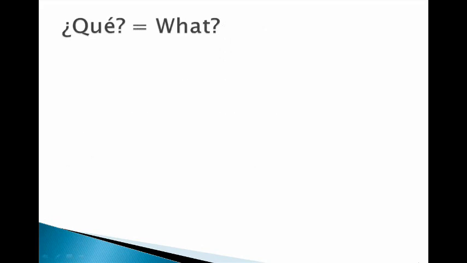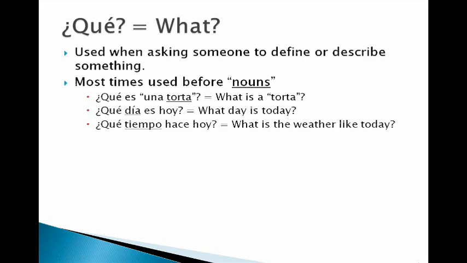So let's first start with talking about ¿qué? Like I said, ¿qué? means what, and you're going to use this when asking someone to define or describe something. A little clue that you should use ¿qué? is that most times it is used right before nouns. On the contrary, the word cuál is not followed by nouns. So if you see a noun, then it's probably going to be ¿qué?